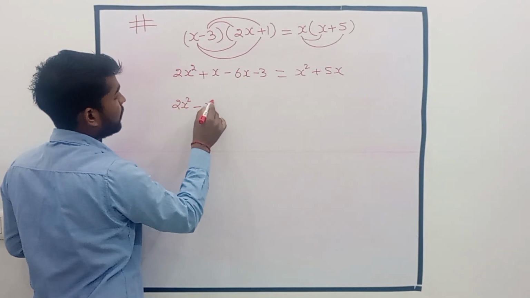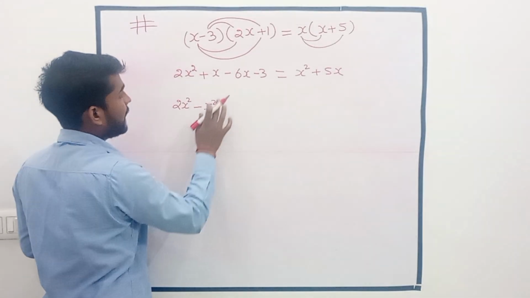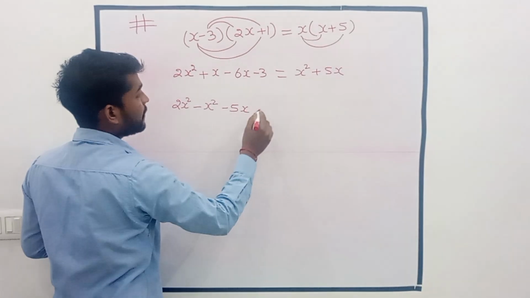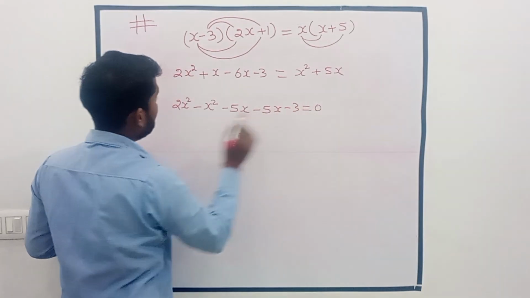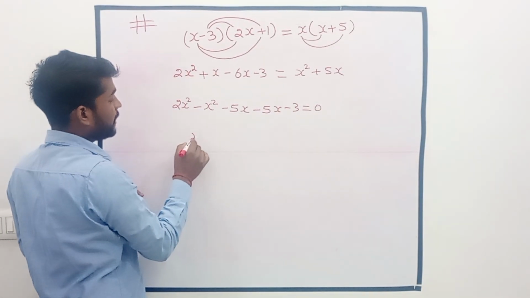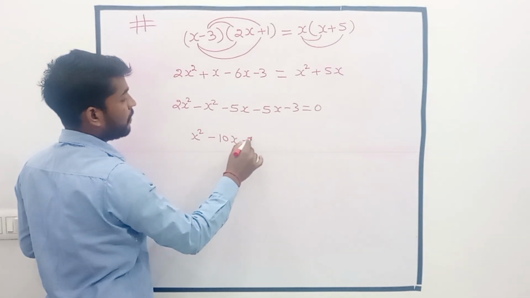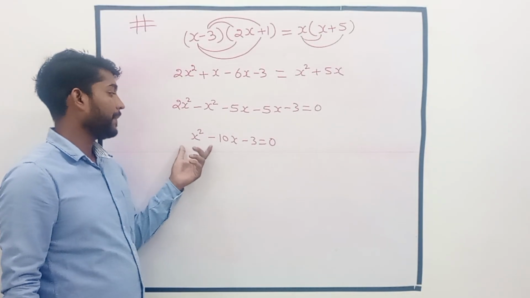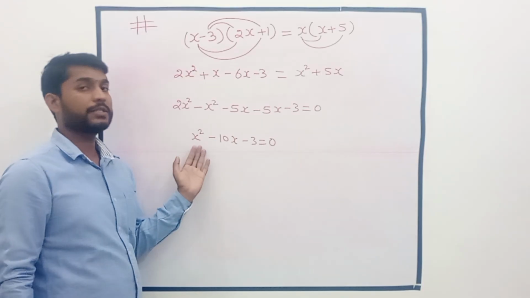Both the terms, and this transfer into the left side, it will become minus x, this will become minus 5x, this transfer to this will be minus 5x, this is minus 3, and these are like terms, then it will become minus 2, minus 10, minus 3. And here we can say this is a quadratic equation because the maximum power of x is 2.